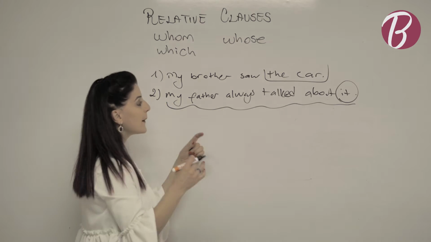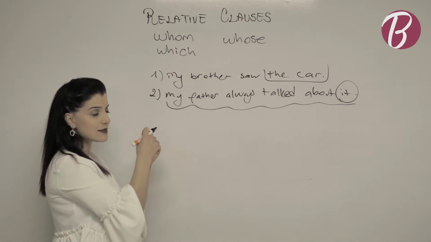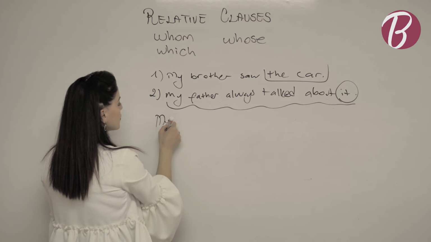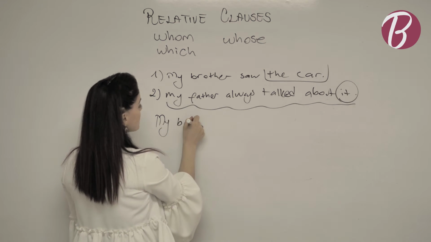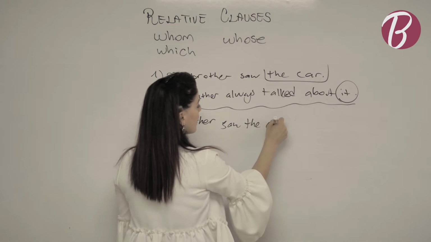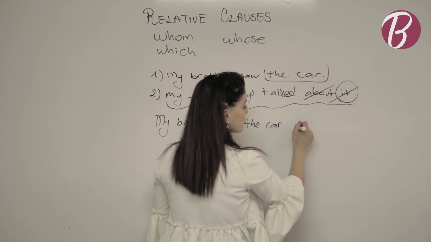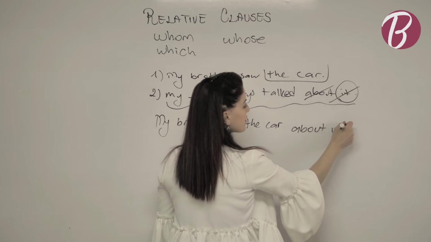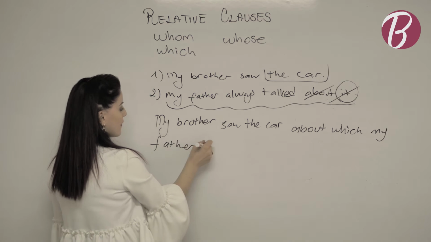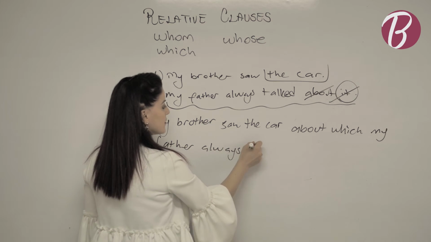So while combining these sentences, we should make this sentence in this way. My brother saw the car about which my father always talked.